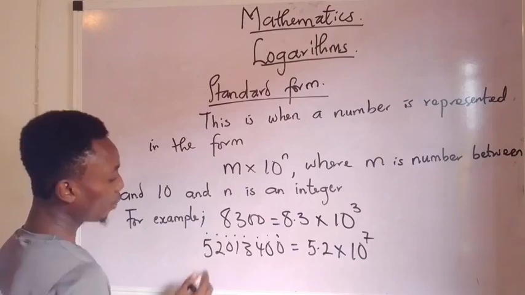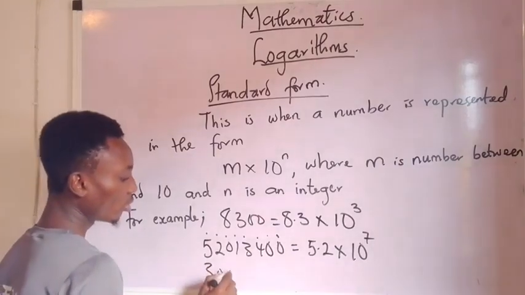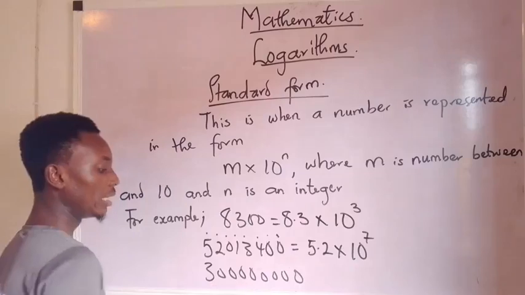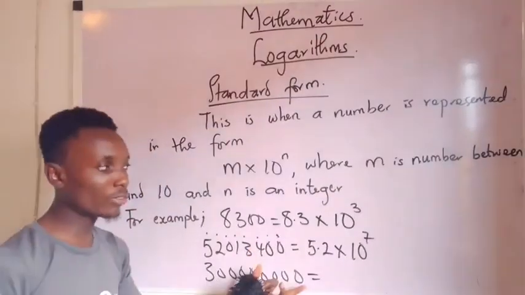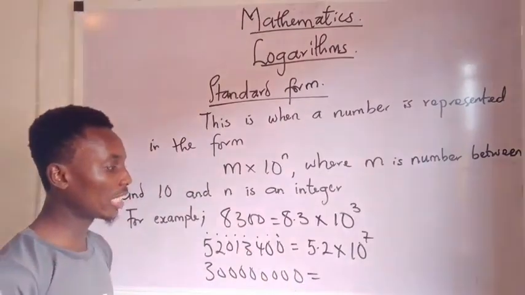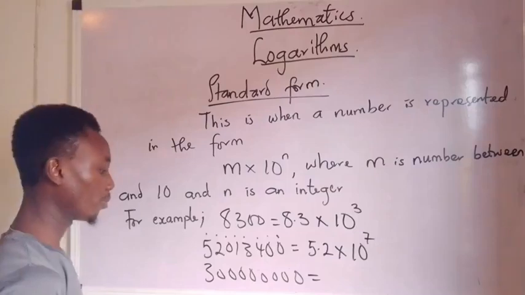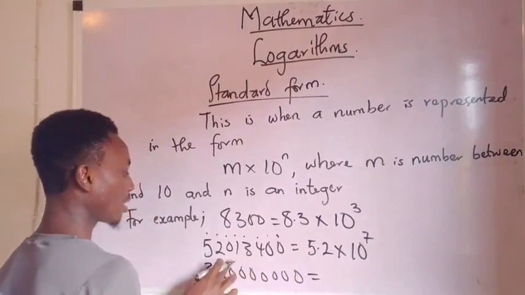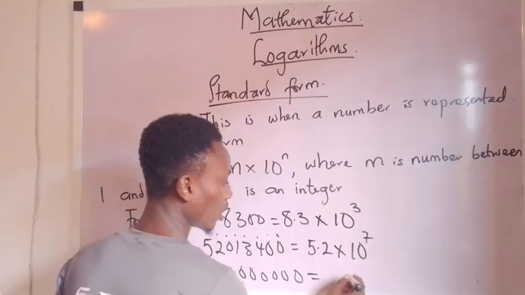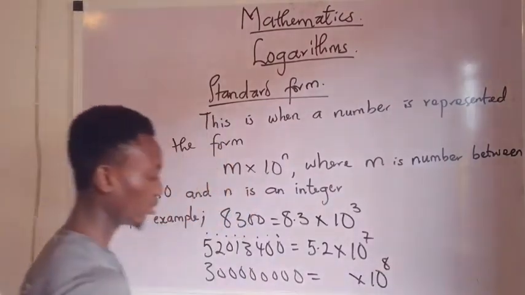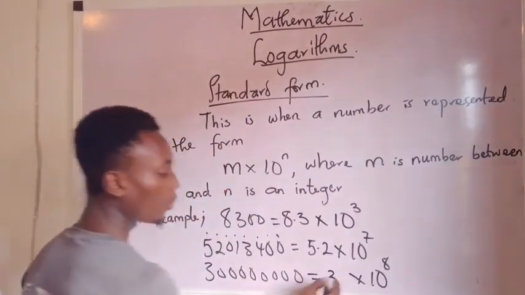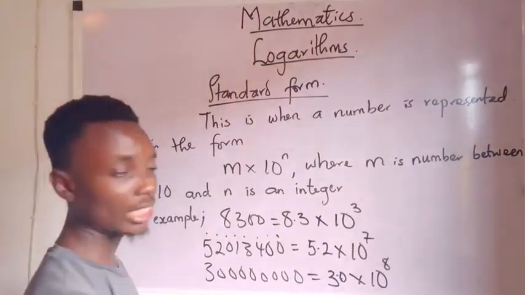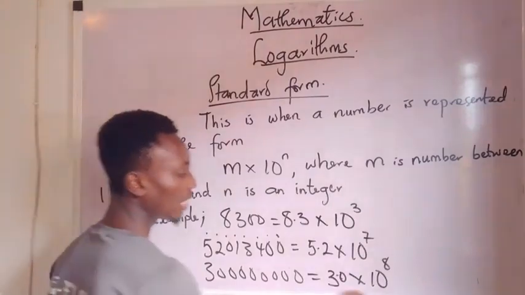Now, also, for example, you have 30,000,000,000. How do we write this in standard form? We are dealing with positive standard form. We will soon go to negative standard form. Now, how do we write this? You start counting 0, 1, 2, 3, 4, 5, 6, 7, 8. So you have times 10 raised to power 8. You have 3. You can write 3.0 because the digit after it is actually 0. Are you getting me now? So you have 3.0 times 10 raised to power 8.